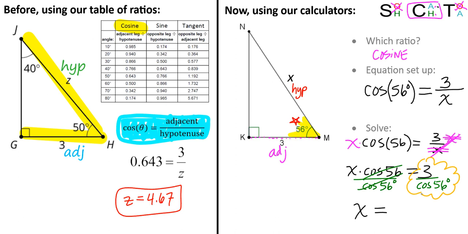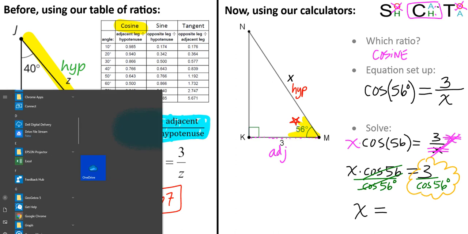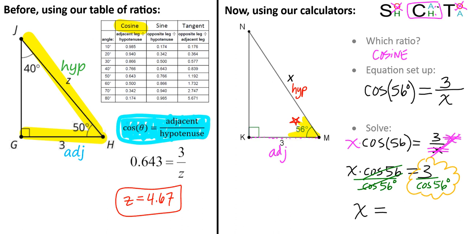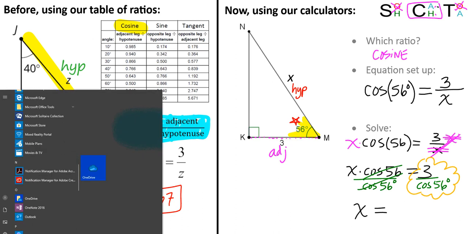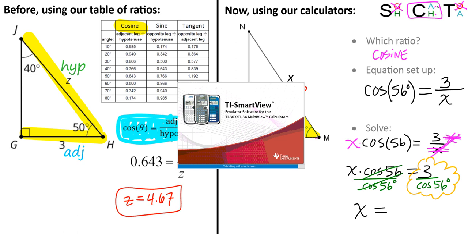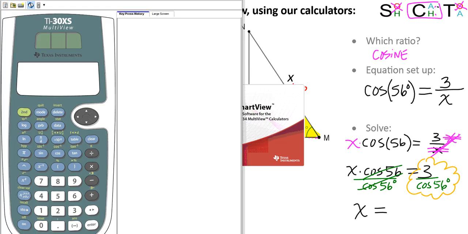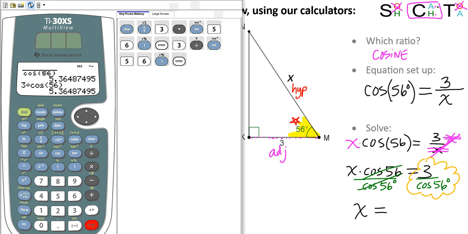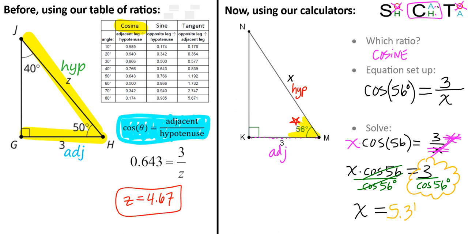And let me see if I can pull my calculator back up. So you've got a couple options here. You can use that fraction bar if you want, 3 over cosine 56, like that. That'll give you the answer. Or you can use division, 3 divided by the cosine of 56. And it will give you the same answer, 5.36. And again, we're just using our calculator on that last step.